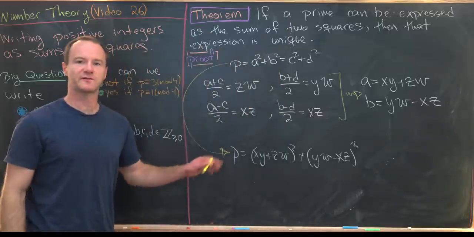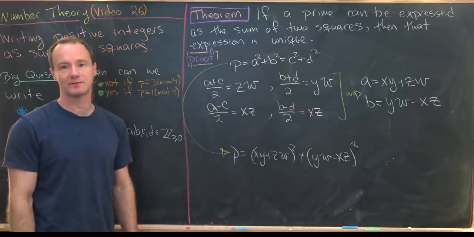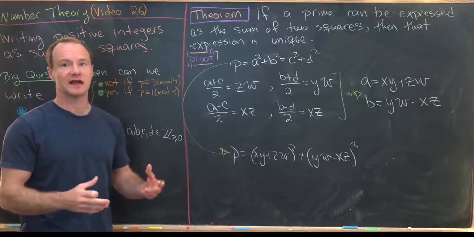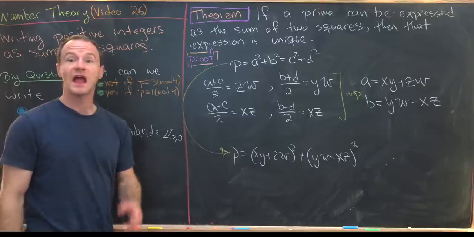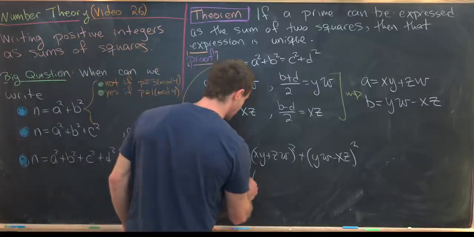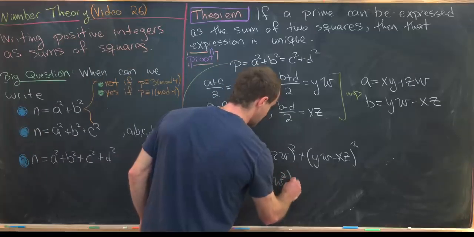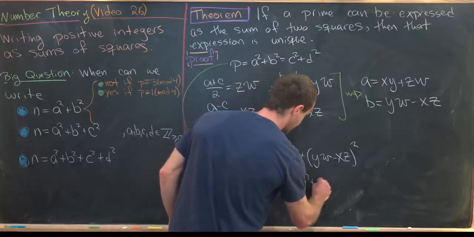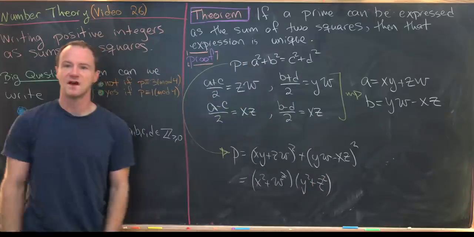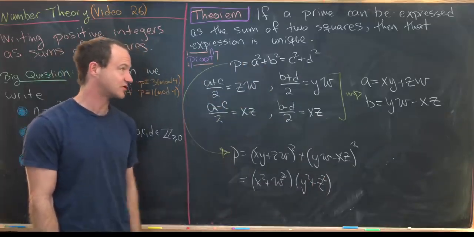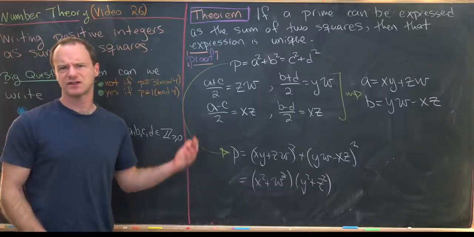Okay, but that should look familiar from one of our first propositions where we took the product of two sums of squares and got a new sum of squares. And that should give you the motivation that this factors like x squared plus w squared times y squared plus z squared. Which may not seem like a problem, but notice what we've done is we have just factored a prime, which is clearly impossible.